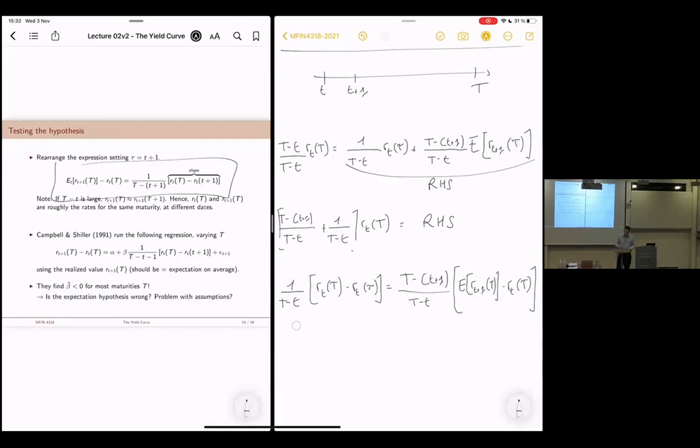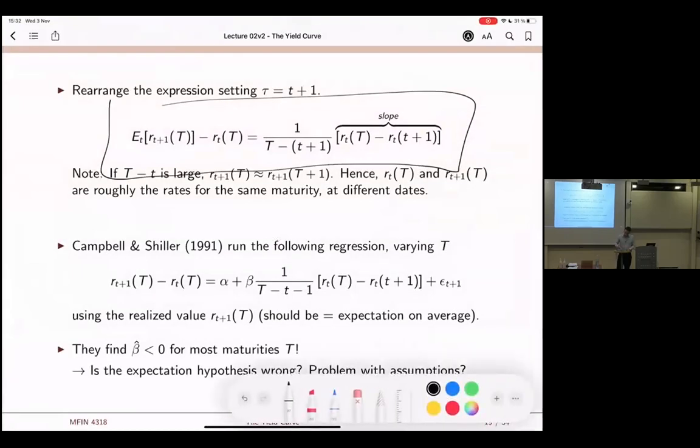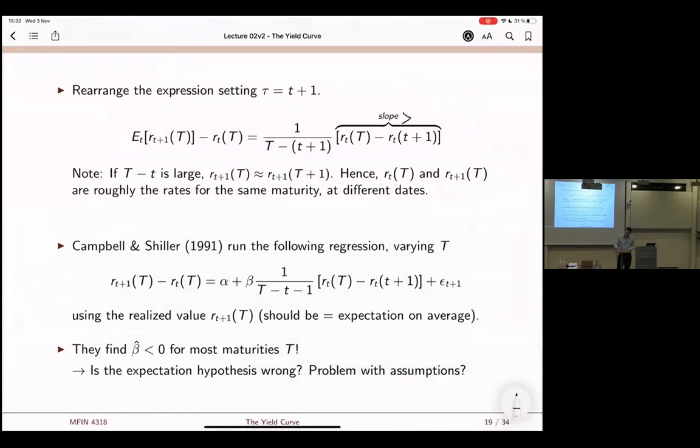Okay, so again, what does this relationship tell us? It tells us that if the long-term rate is higher than the short-term rate, which is the slope here, so if the slope of the yield curve is positive, this is long-term and short-term, if that's positive, it means that the yield curve is upward sloping. Well, it means that the interest rate should increase, right?